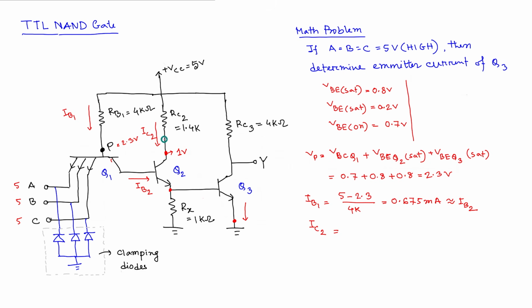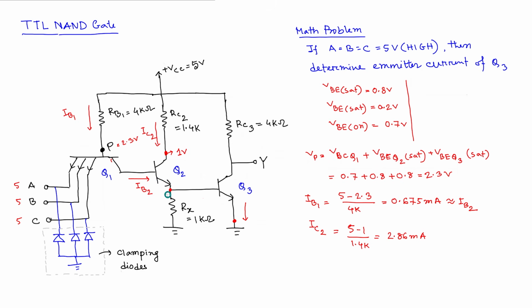5 minus 1 divided by this resistance. So 5 minus 1 divided by the resistance, which is 1.4 K. This value comes out as 2.86 milliampere. Okay. Then what? Then we can find out the current that is coming out of the emitter.